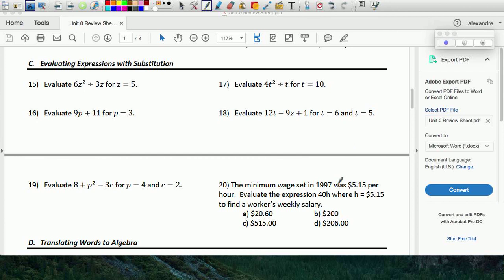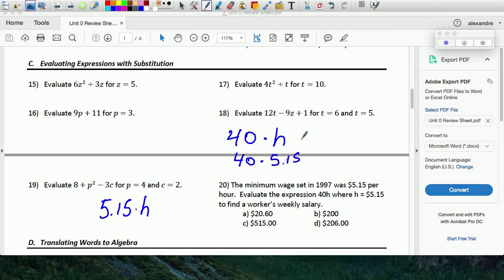Minimum wage set in 1997 was $5.15. So $5.15 per hour times however many hours you work. If you work 1 hour, 1 times 5.15 is 5.15. If you work 2 hours, it would be 2 times 5.15, which would be 10.30, right? And so forth. So evaluate the expression 40h, where h equals 5.15. So we have 40h, and we know that h is, according to this, $5.15.